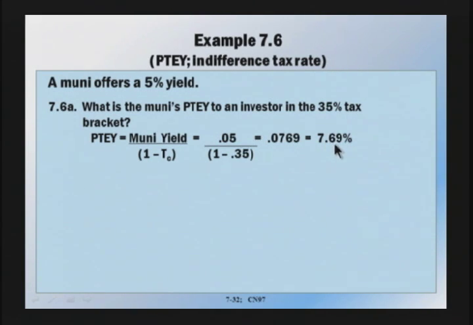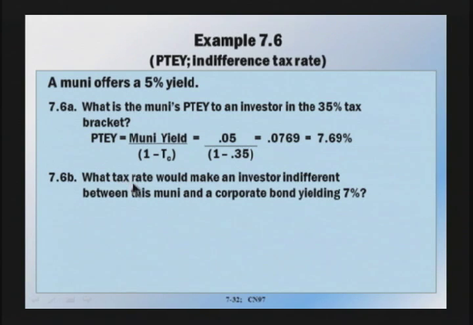That is the taxable rate that a corporate bond would have to provide, of which the investor would keep 65%, to be exactly equal to the 5% tax-free municipal bond yield. So 1 minus the tax rate is 65%. Multiply that by the taxable corporate yield of 7.69, and that would equal the 5% that the muni is providing. In other words, a 5% muni is as good as a 7.69% taxable corporate bond if the investor's in the 35% tax bracket.